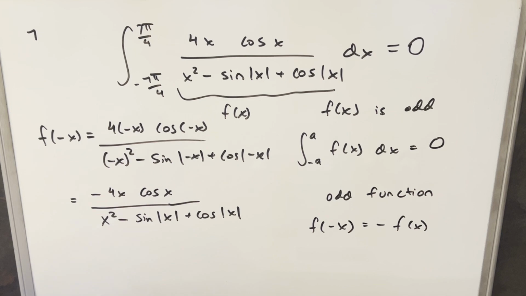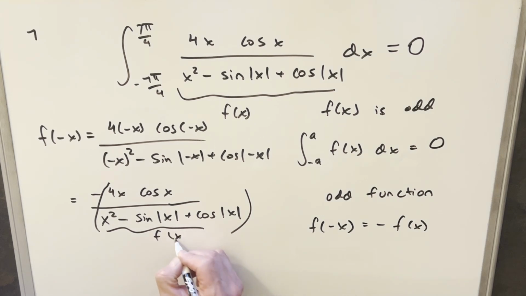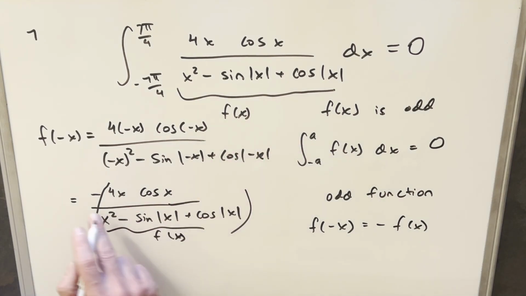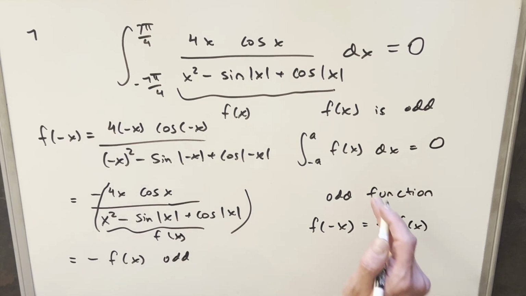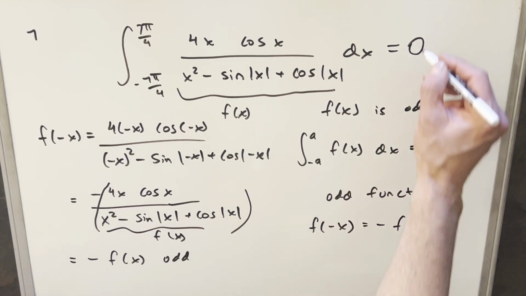But then from here, all I really need to do is put parentheses around this carefully, and then notice that everything here is f of x, matches this, and we just have a minus up front. So this whole thing, I can write this as minus f of x, but this is the same as this. This is our definition of the odd function. So because this is true, we can use this and show that our integral is just 0.